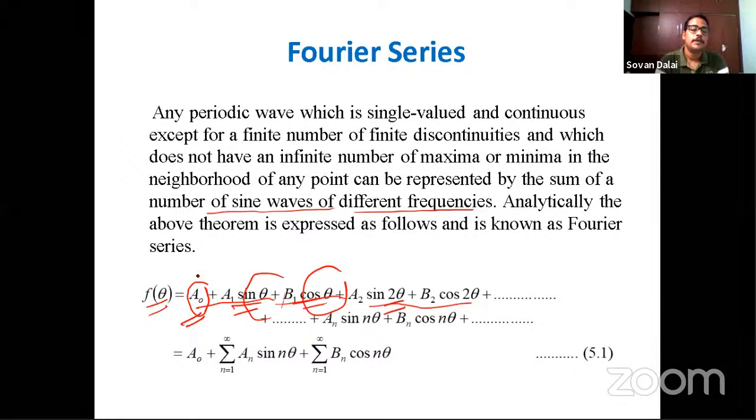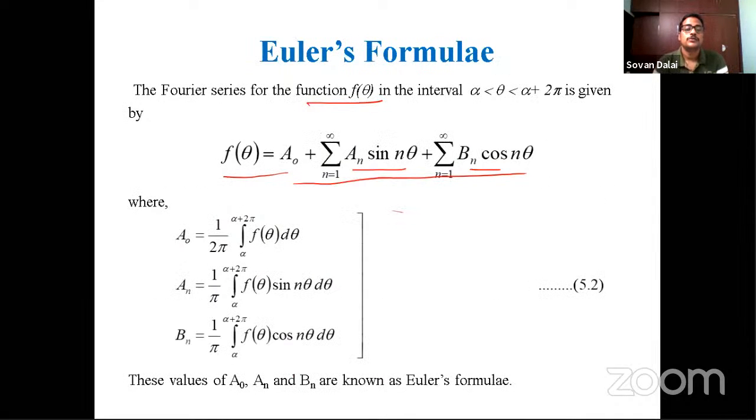Our target is to find the coefficients A0, A1, B1, A2, B2, like that. Here, A0 is represented by this formula. An means if you replace n by 1, you get the value of A1. If you replace n by 2, you get the formula of A2. In that way, it may consist of n number of terms. This is a general formula. So this is the formula for finding the coefficient An, except A0, and this is the formula for finding Bn.